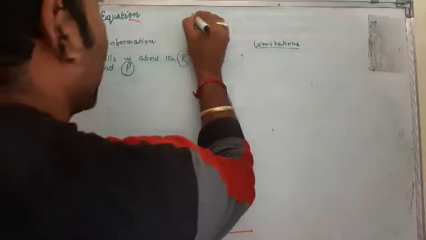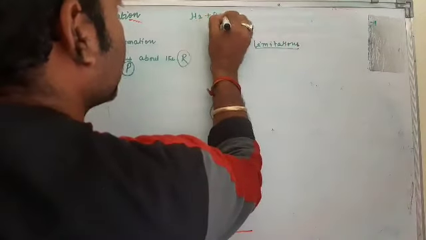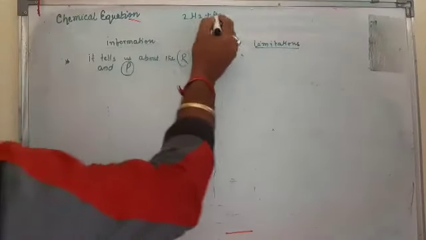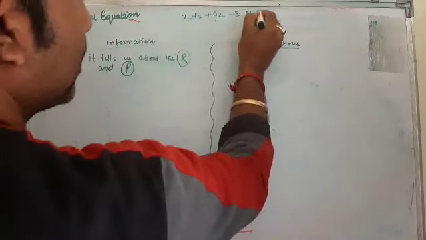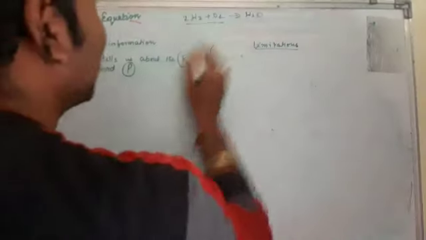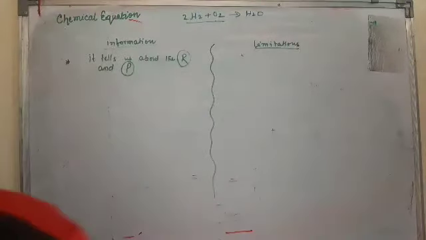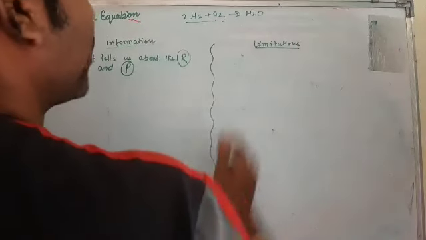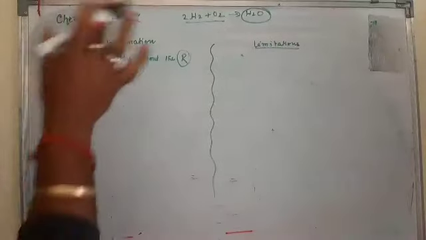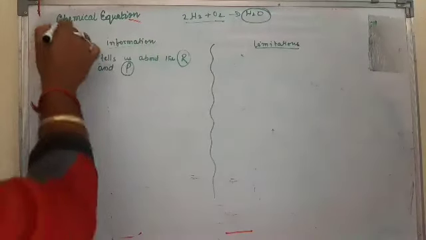suppose I use hydrogen and oxygen. So what do you use? Hydrogen gas and oxygen gas, and it is from what? Water. So it tells us what are the reactants, hydrogen and oxygen, that these are the gases, and what is the product formed? Water, that is liquid. So these are the information we gathered from this chemical equation.